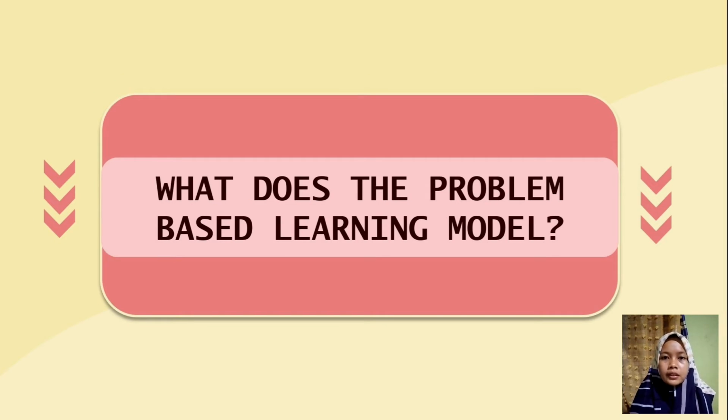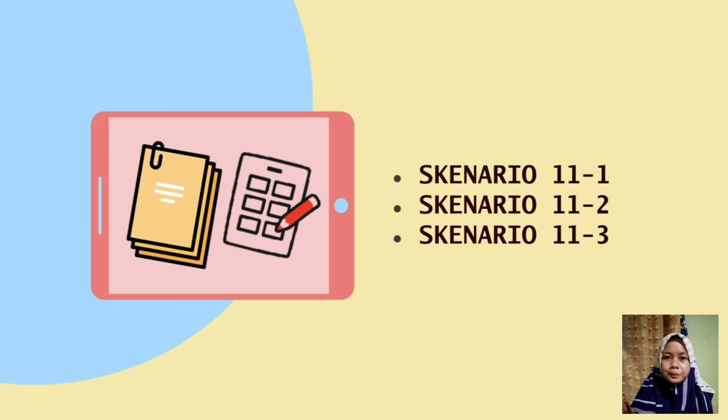Next, I will explain what the problem-based learning model looks like in the classroom. There are many different ways in which the problem-based learning model might be implemented. The scenarios in this section provide three different ways in which the model might be employed in different grade levels and contexts. The first is scenario 11-1.